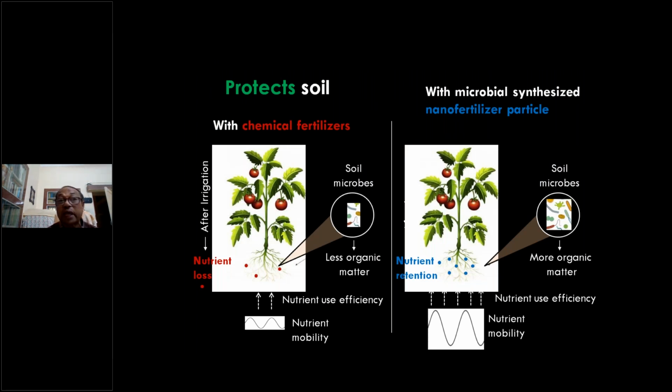They can protect the soil. When we use chemical fertilizer with irrigation water, there is nutrient loss, less microbial buildup in the rhizosphere, less organic matter buildup in the rhizosphere, less nutrient use efficiency, and less nutrient mobility. But if you shift to nanofertilizer, then nutrient retention in the rhizosphere is more, microbial buildup is more, nutrient use efficiency is better, and nutrient mobility is much higher.